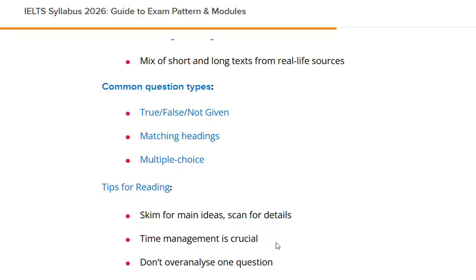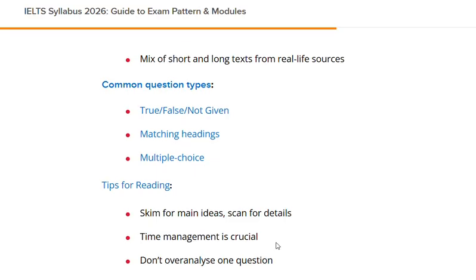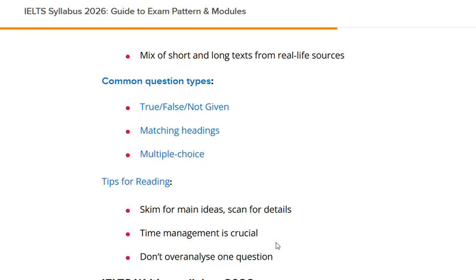Second thing is time management is very crucial. I feel the most difficult section of IELTS is reading. So, whenever you are starting the preparation for IELTS, start with reading and then choose the next section for your preparation. Don't overanalyze one question because it will waste your time and you will end up with less time to cover all the questions.